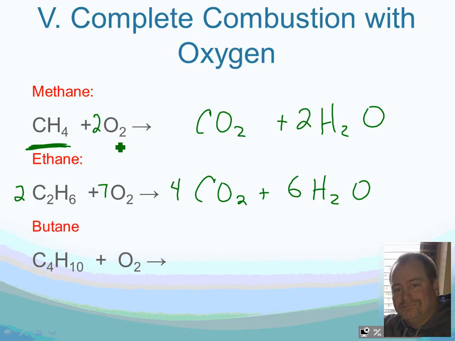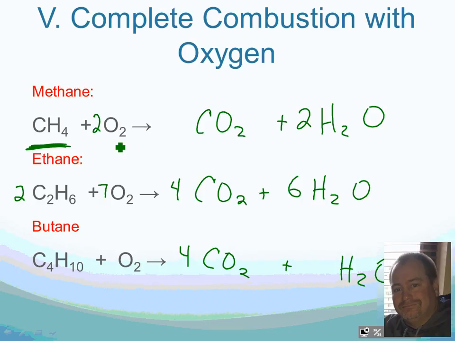Now my last one is butane. Once again, C4H10 is my hydrocarbon plus oxygen. What are my products? Carbon dioxide and water. Now this would be great if this was easy. So once again, I'm going to start with my carbon. I got 4 carbon, right? I can already see my problem, can you? What's my problem?